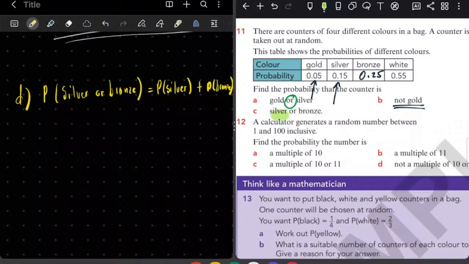This is going to be equal to, what's the probability of silver? 0.15. Well done, Vic. Plus, what's the probability of bronze? Well done. And what do you get now? 0.40. Well done. You are becoming very good. That's how you become very good, guys. That's how you become very good, by following steps. I want you to keep watching this. You can keep watching this over and over again to follow steps. Are we together?